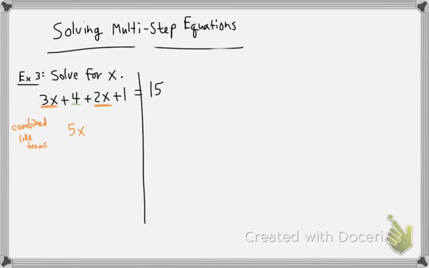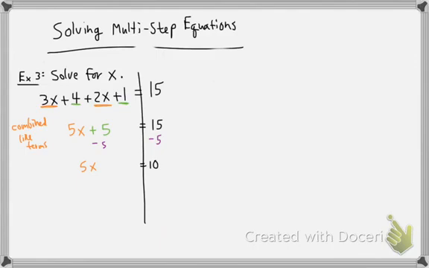I also see a 4 and a positive 1. So those are positive 5. And that's going to equal 15, okay? So all we did is kind of clean up by combining like terms. Okay, we want to solve for x. We want to get this 5x by itself. So I need to get rid of this. How do you get rid of a plus 5? Gotta subtract it. So I'm going to get, on the left side, my 5x, and on the right side, I'm going to get 10.